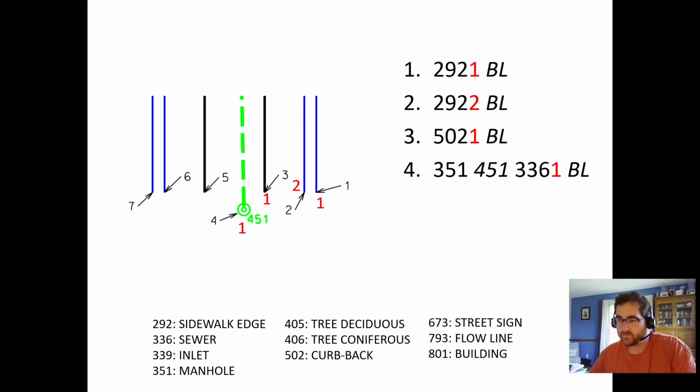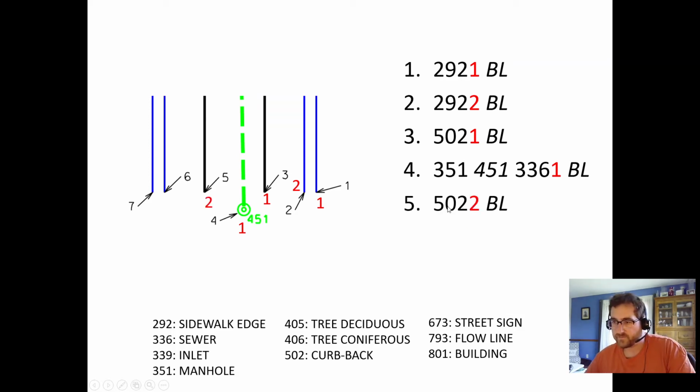So I've got 351 as the code. That's the manhole, that's the location. My number of the manhole that I want to use is 451. And I'm also going to add another line in here to begin. So 336, that is a sewer line. I want to draw in a line right here. This is my first sewer line, so I'm going to modify it with line number 1, and I'm going to begin that line. So these two here go together, much like the previous three.